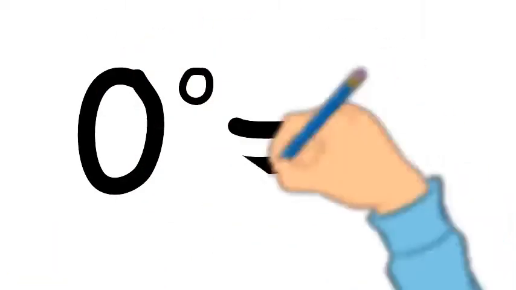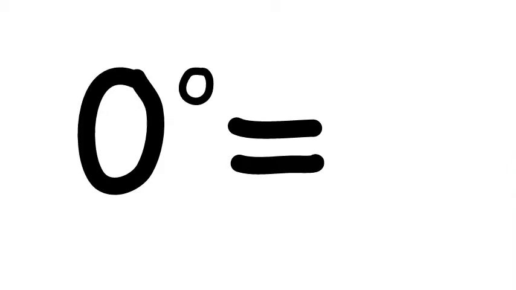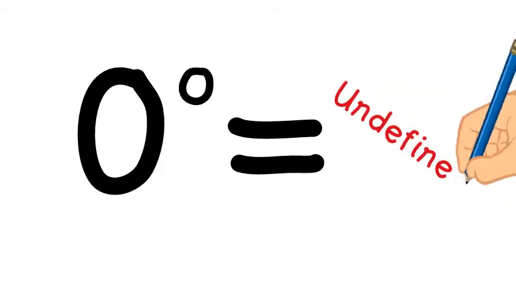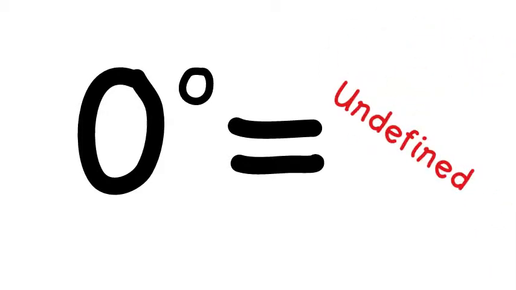So what happens when we take 0 to the 0? Well, that is undefined. So to recap, any number that's not 0 raised to the 0 is defined as 1, and 0 to the 0 is undefined.